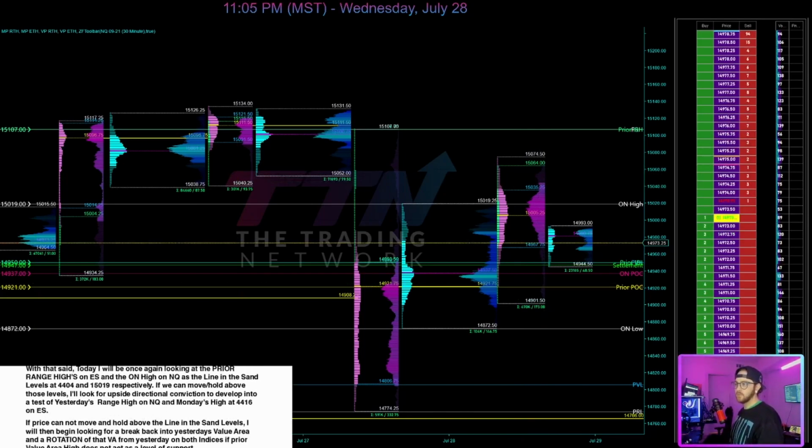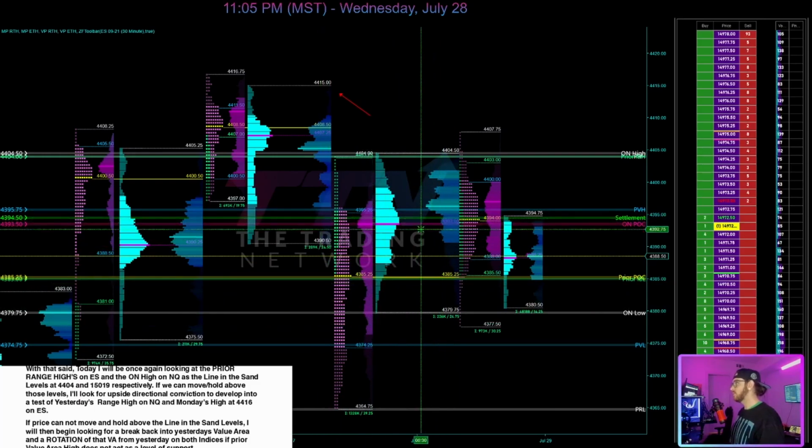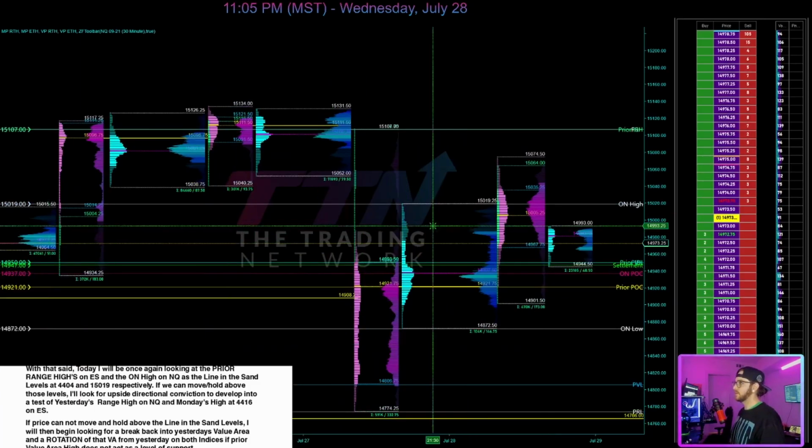So I was looking for upside directional conviction if we could move and hold, and if we could not, I was looking for a break back into yesterday's value area and a rotation of that value area from yesterday on both indices if prior value area high does not hold as support. So you can see that we moved through prior value area high on NQ there, 14,950, and we moved right through value area high on ES as well for very close to a rotation of that value area.